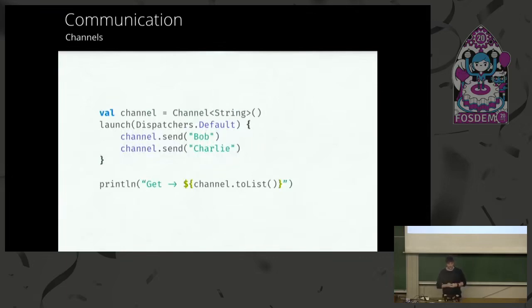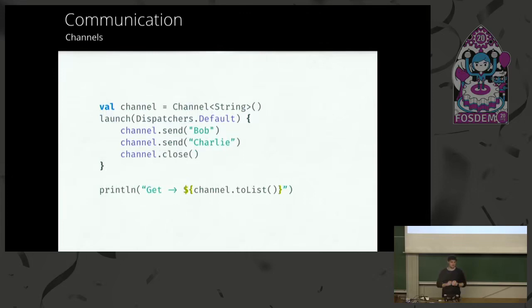Also, there are terminal operators or functions on channels, like toList. That's actually going to wait for the entire channel to complete, and then make it a list. And this won't terminate either, because it doesn't know if the channel is done sending or not. We have to close the channels to be able to use terminal functions on them.